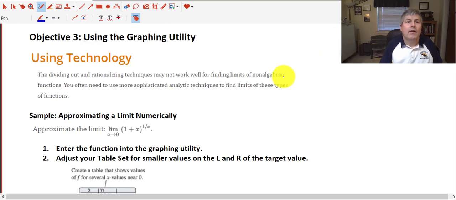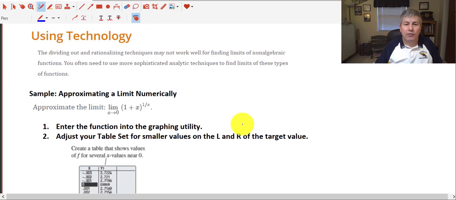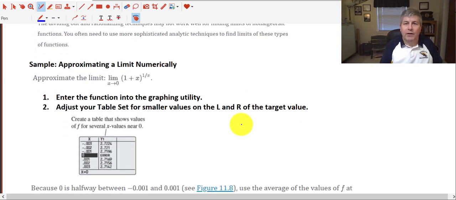Welcome back. The objective of this video is to show how to use the graphing utility to help us evaluate limits. The dividing out and rationalizing techniques may not work real well for finding limits of non-algebraic functions. We may have to use more sophisticated analytic techniques to find limits of these types of functions. So in this example, we're going to approximate the limit as x approaches 0 of 1 plus x, all raised to the 1 over x power. And we'll want to enter this function into our graphing utility.